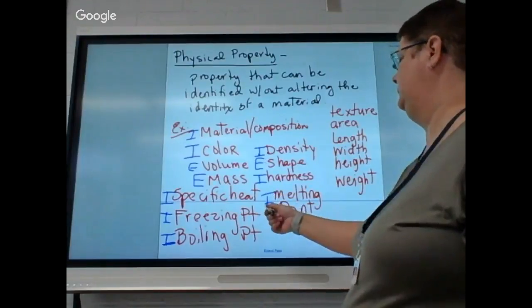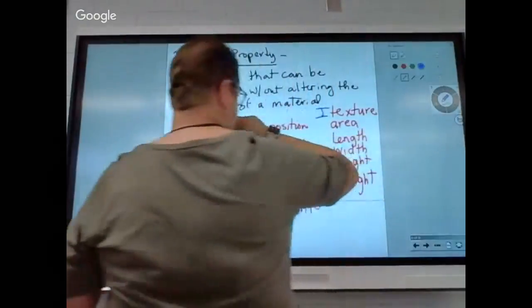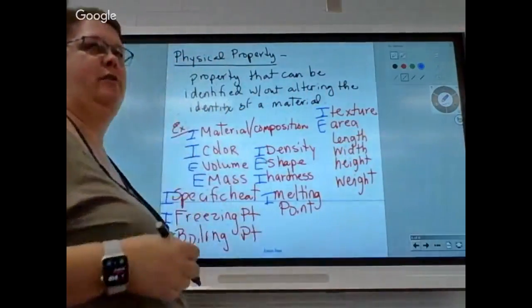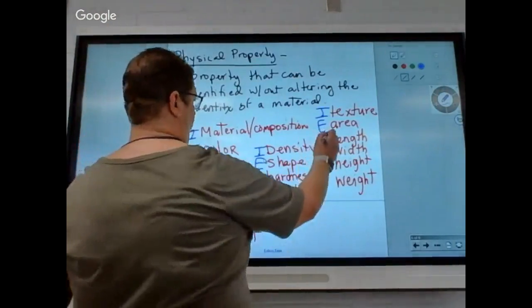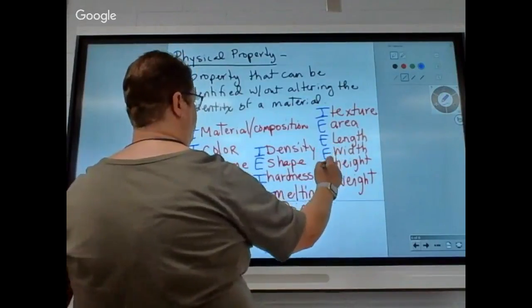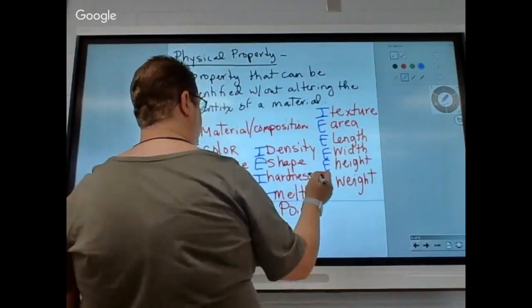Texture. Yep. Area. That's extensive. Area will change if we cut the desk in half. Length. Width. Height. And width. Oh, sorry. Wait. I can't read my own handwriting.